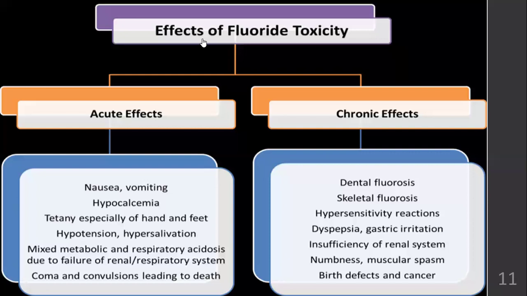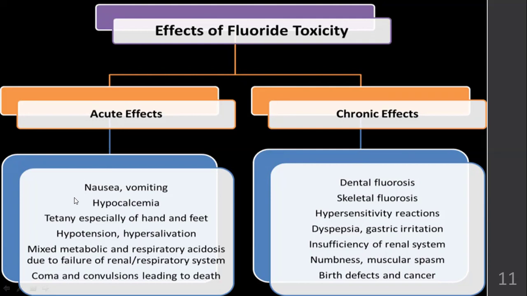Coming to fluorine toxicity: acute effects and chronic effects. For the short term, what happens if you are an inhabitant of these areas? What usually happens in acute effects: nausea, vomiting, hypokalemia, tetany, that is, your hands and feet go into a state of contraction and cannot relax.